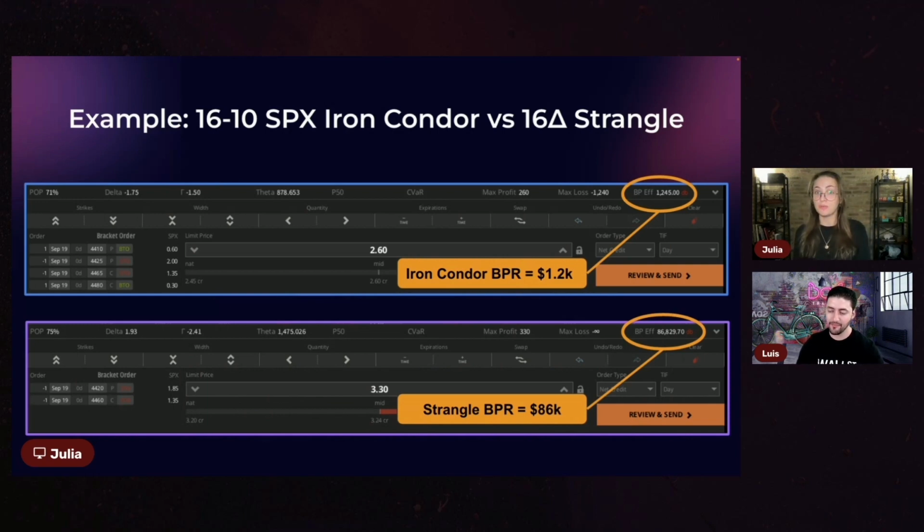So super duper important here for sure. Huge difference. Really big difference.